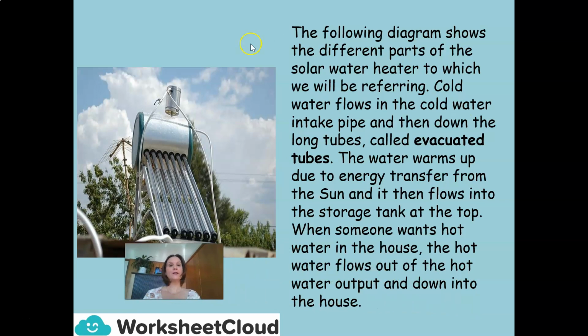So, let's take a look at the following diagram over here. It shows the different parts of the solar water heater to which we will be referring. The cold water flows in the cold water intake pipe and then down into the long tubes called evacuated tubes. The water warms up due to energy transfer from the sun, and it then flows into the storage tank at the top, which you can see over there. When someone wants hot water in the house, the hot water flows out of the hot water output and down into the house.